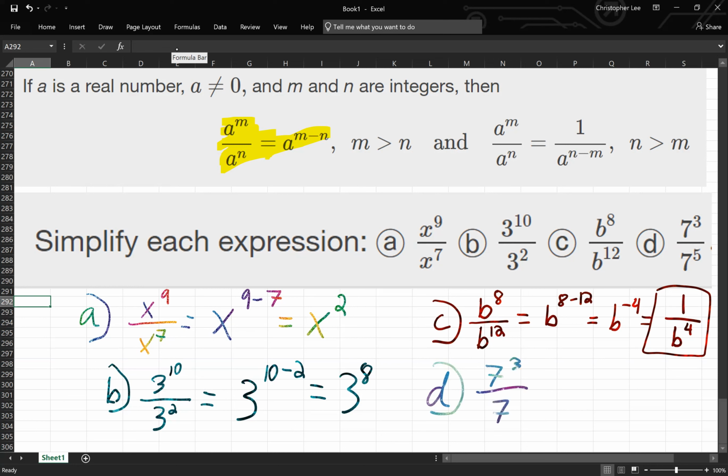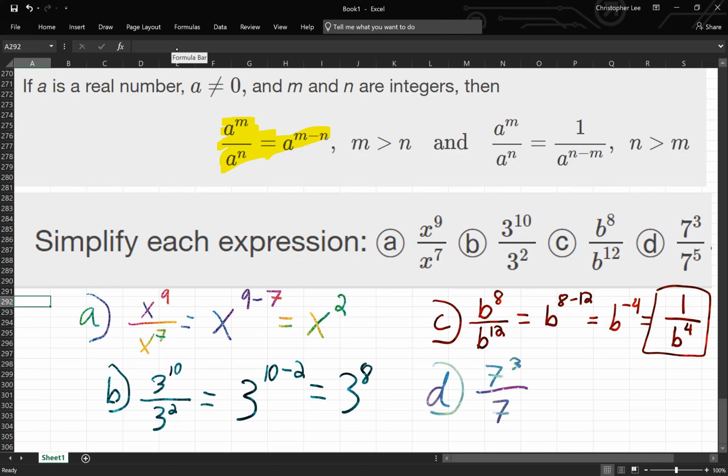Okay, 11 to the 0 power is 1. Good. And I got q to the 0 power is 1. Yep. Anything to the power 0. All right.